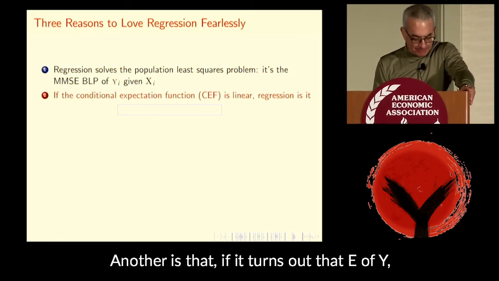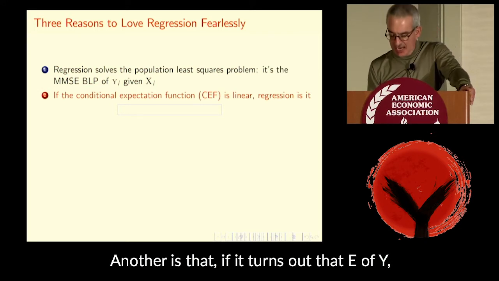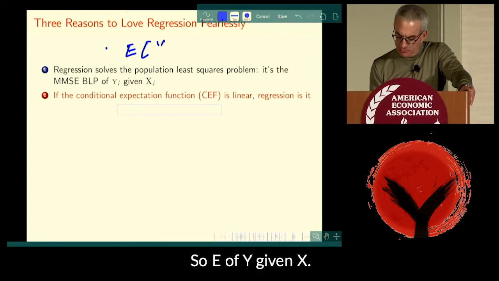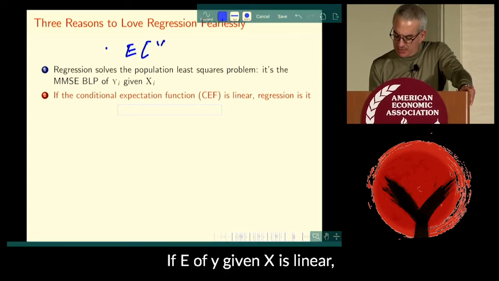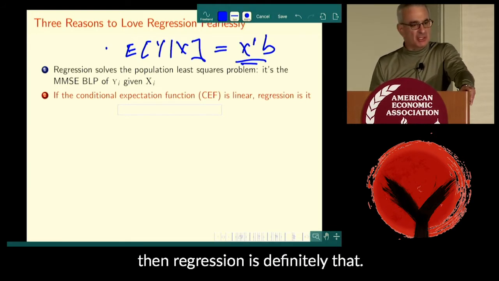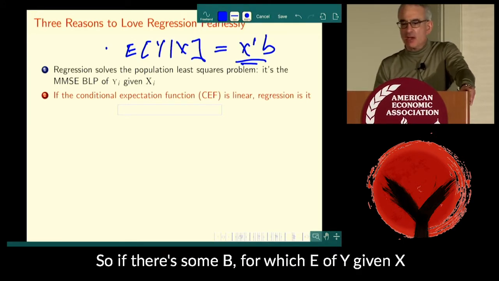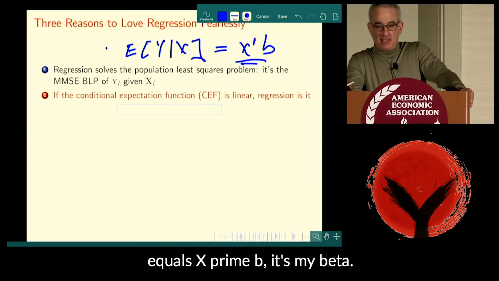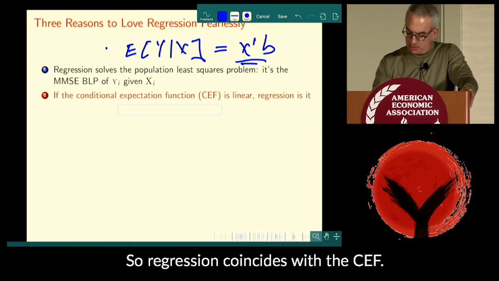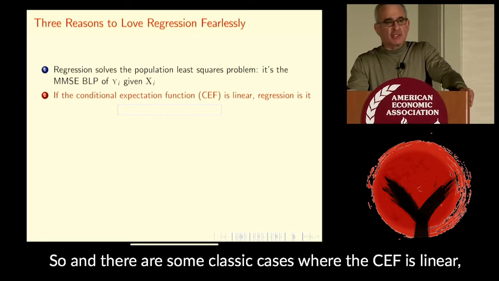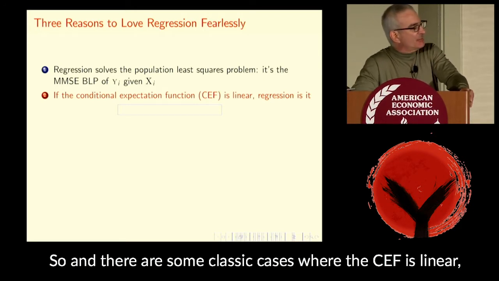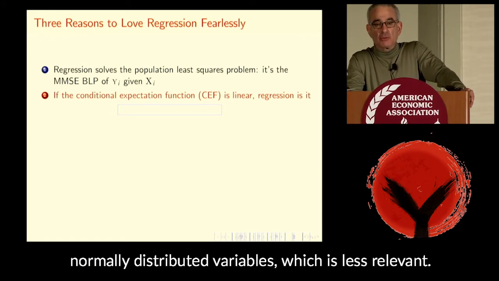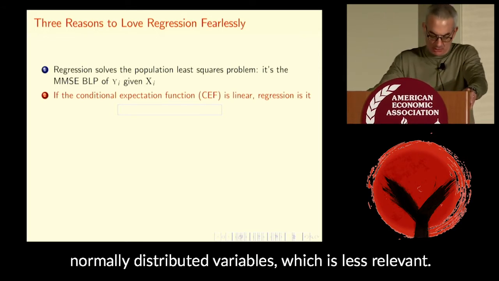Another is that if it turns out that E[y|x], that's the conditional expectation function, if E[y|x] is linear, okay, then regression is definitely that, okay? So if there's some b for which E[y|x] equals x'b, it's my beta, okay? So regression coincides with the CEF. And there's some classic cases where the CEF is linear, like dummy variables. We'll come back to that. And another classic case is normally distributed variables, which is less relevant.